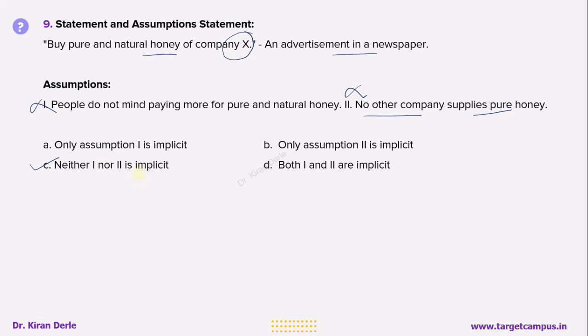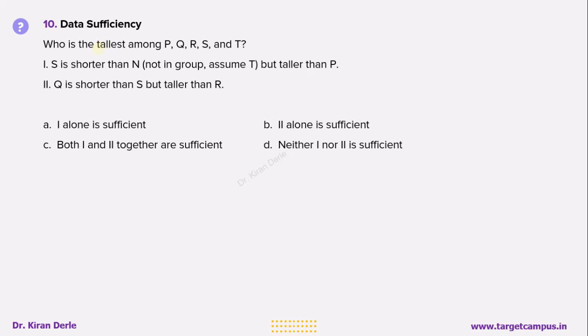Okay. Data sufficiency. Who is the tallest among P, Q, R, S, T? In data sufficiency, what you have to do? We have this question, and using which statements we can give the answer that who is tallest among them. Fine. So S is shorter than N, not in group. Assume T.